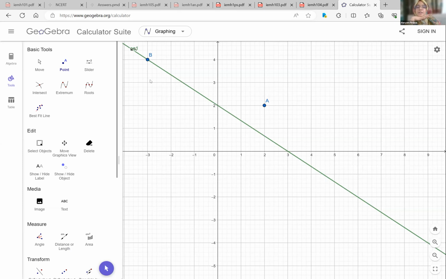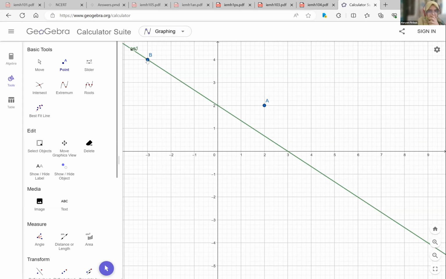Now if someone asks you, now this is what you have seen on the graph. Imagine you don't have the graph in front of you and someone asks you, check whether the point minus 3 comma 4 lies on the line. It does. Why? Because minus 3 into 2 equals minus 6 and 4 into 3 equals 12. 12 minus 6 equals 6, which is equal to 6. So B lies on the line.